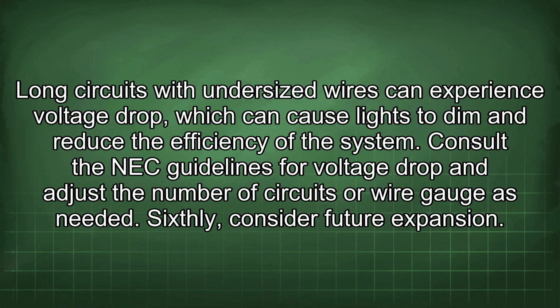Long circuits with undersized wires can experience voltage drop, which can cause lights to dim and reduce the efficiency of the system. Consult the NEC guidelines for voltage drop and adjust the number of circuits or wire gauge as needed.